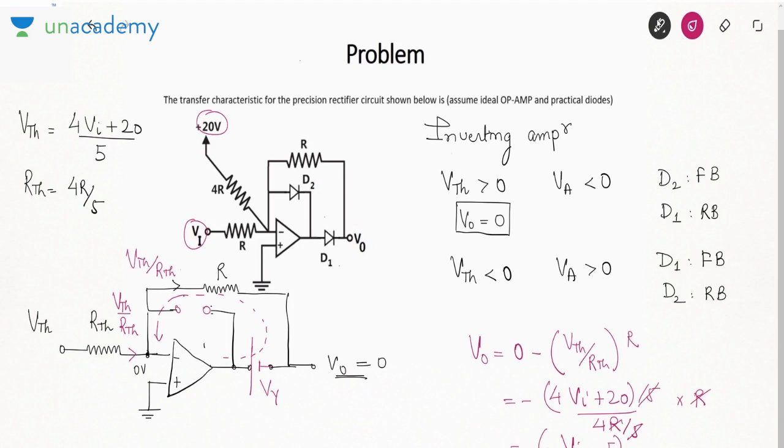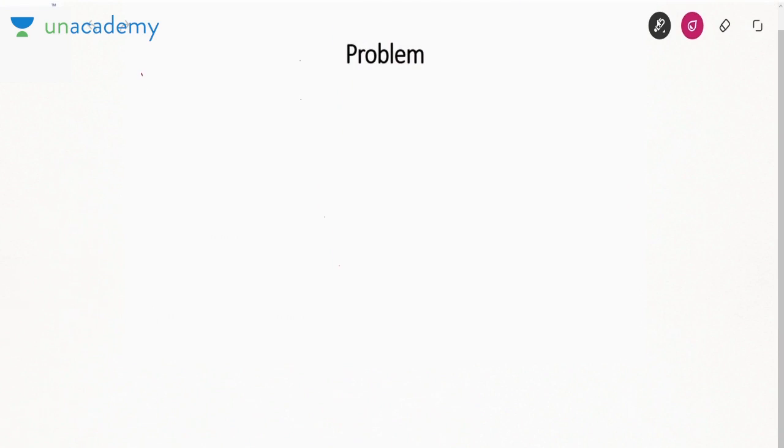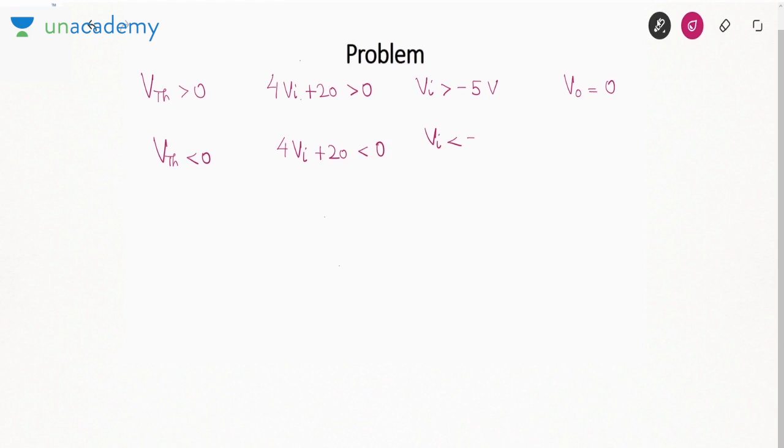Okay. Now VTH greater than 0 means 4 VI plus 20 is greater than 0, or you can say VI greater than minus 5. In that case, V naught is 0. VTH less than 0 means 4 VI plus 20 is less than 0, VI is less than minus 5. In that case, V naught is minus VI minus 5.